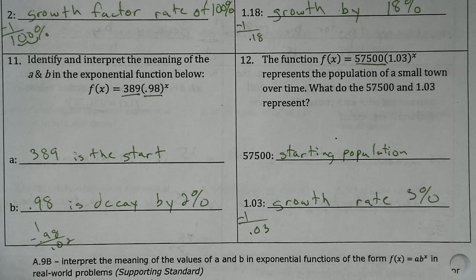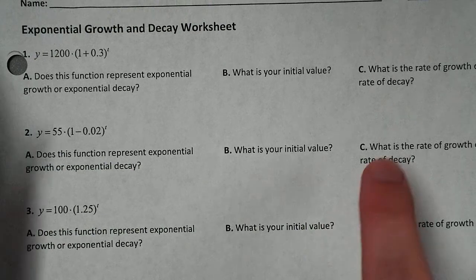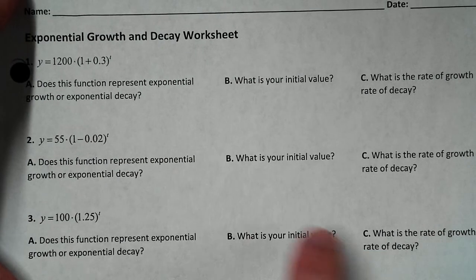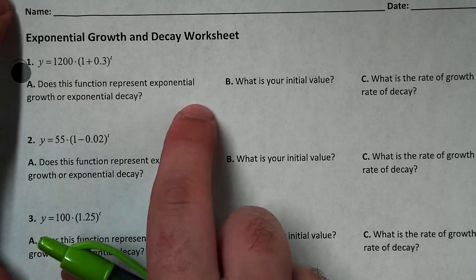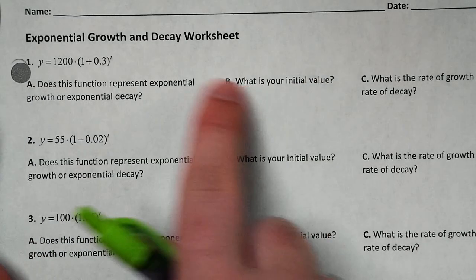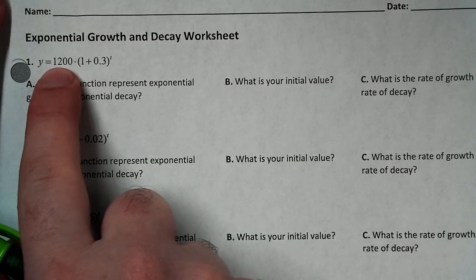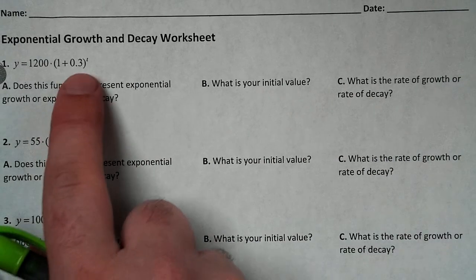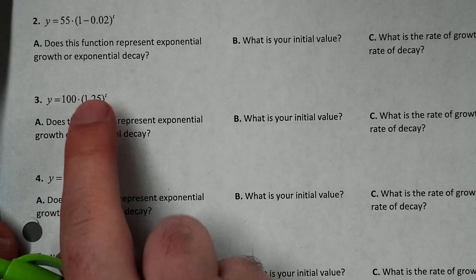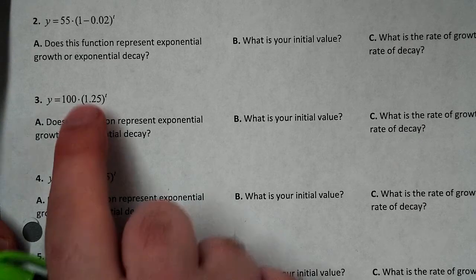All right, now I'm going to go over what you need to do on your assignment. So here's your assignment. There are 8 questions, 1 through 8, and each question has 3 parts. So here's how you're going to answer it. First question will say, does this represent a growth or decay? So you look at this value. Then when it says, what's your initial value, you look at the beginning, what you started. What's the rate of growth or decay? Sometimes you can initially see that rate. Sometimes it is hidden, and you're going to have to either add 1 or subtract from 1 to see which it is.